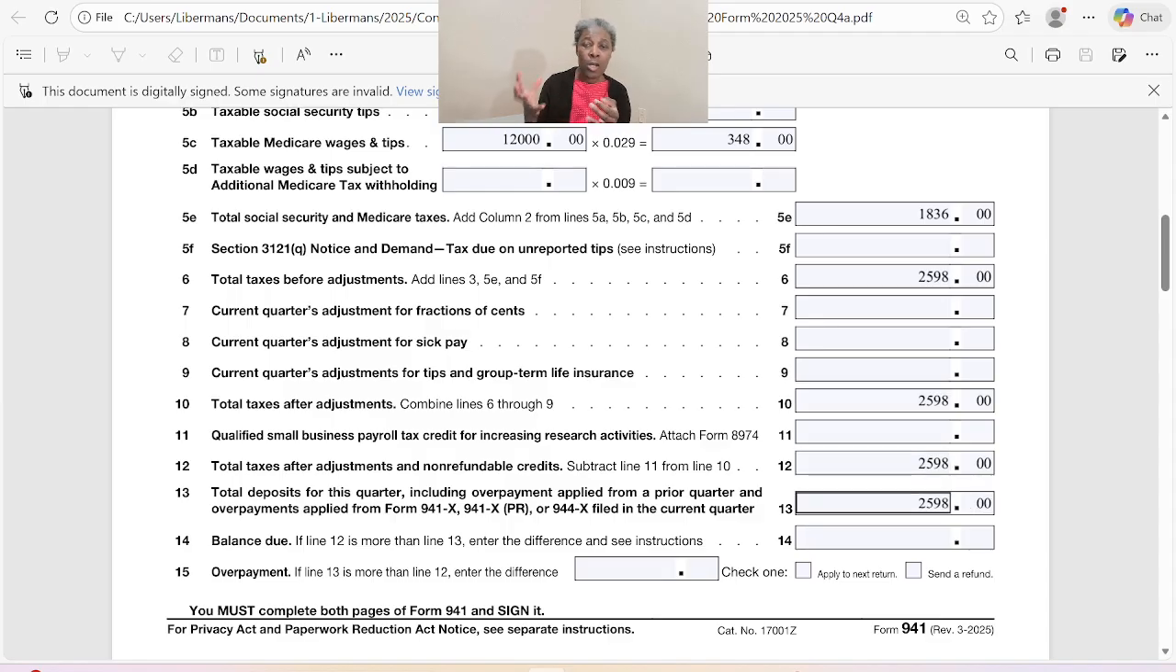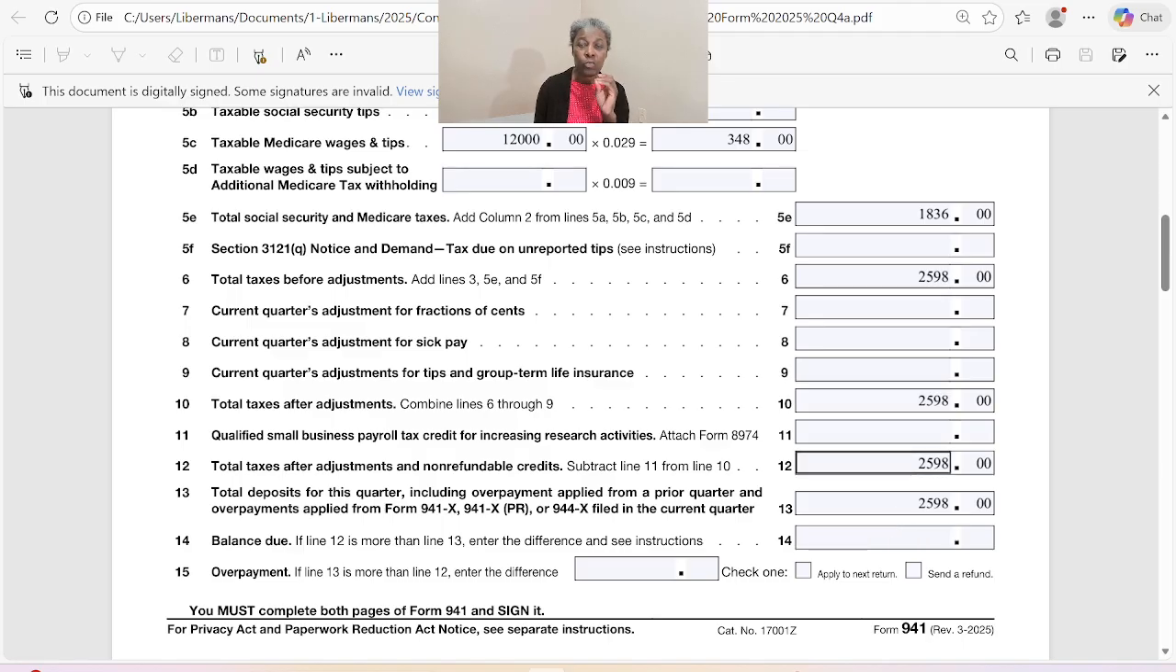If you have some refund from a prior quarter that you asked them not to send to you, you will add it as well. In this example, we are going to assume we paid what the payroll tax is. We deposited that full amount. Therefore, our line 13 is 25.98. Balance due. So balance due is going to take line 12 minus line 13. So if line 12 is the tax, and it's more than what you already deposited, you'll have a balance. You'll go on line 14. That is the amount you owe the IRS.